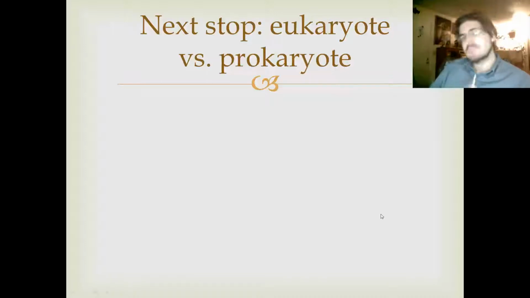Okay, we are picking back up where we left off, talking about the two different types of cells there are in life. So we can divide all of life, all of cellular life, into two different basic types: the eukaryote and the prokaryote. Eukaryotic cells versus prokaryotic cells.